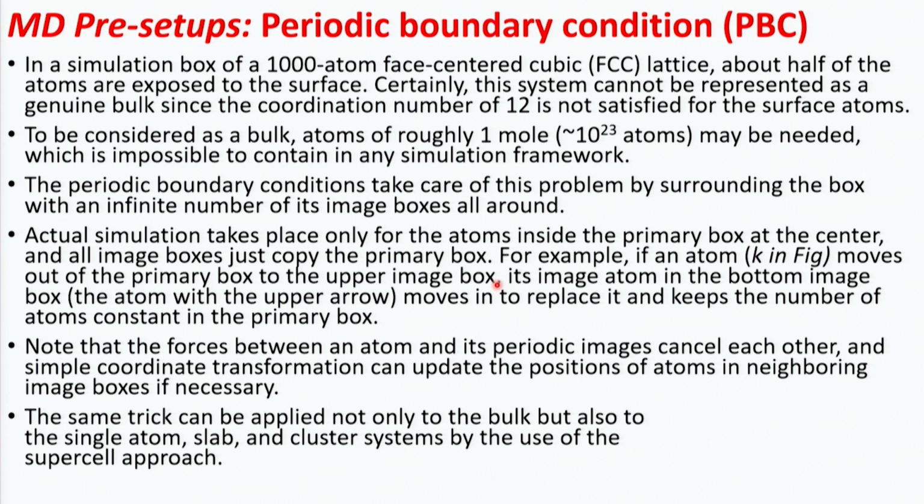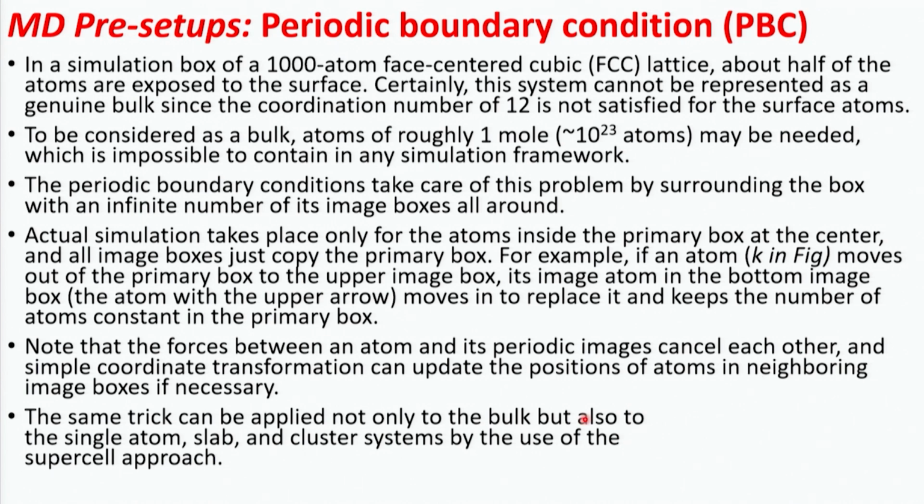So actual simulation takes place only for the atoms inside the primary box at the center, and all image boxes just copy the primary box. For example, if an atom K in the figure moves out of the primary box to the upper image box, its image atom in the bottom image box moves in to replace it and keep the number of atoms constant in the primary box, as I have shown. Note that the forces between an atom and its periodic image can cancel each other, and a simple coordinate transformation can update the positions of atoms in neighboring image boxes if necessary.